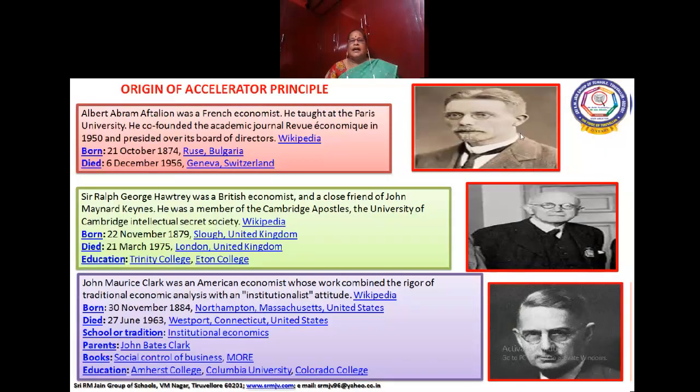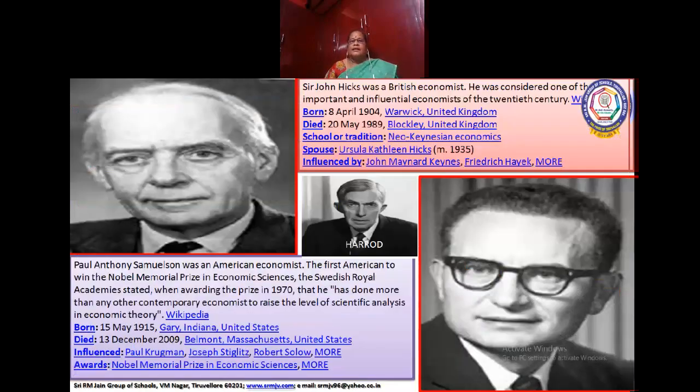He is Aftalion. He is Hartree. Okay? And I'm unable to get the Bickerdijk photograph. And he is Clark, who combined these two economists' theories and developed the accelerator model. And it was further developed by S.J.R. Hicks, Samuelson, and Harrod. Okay?